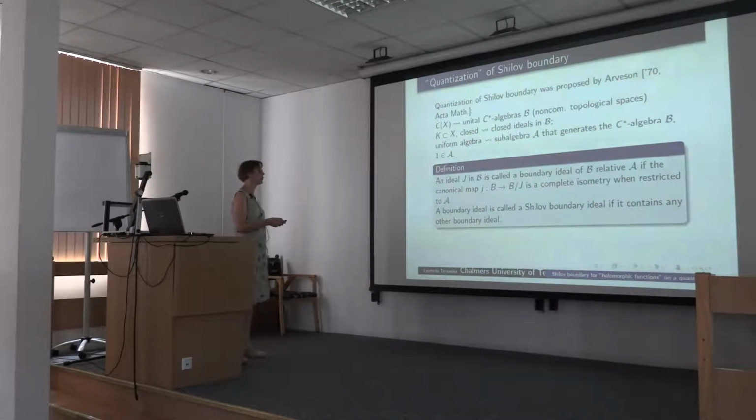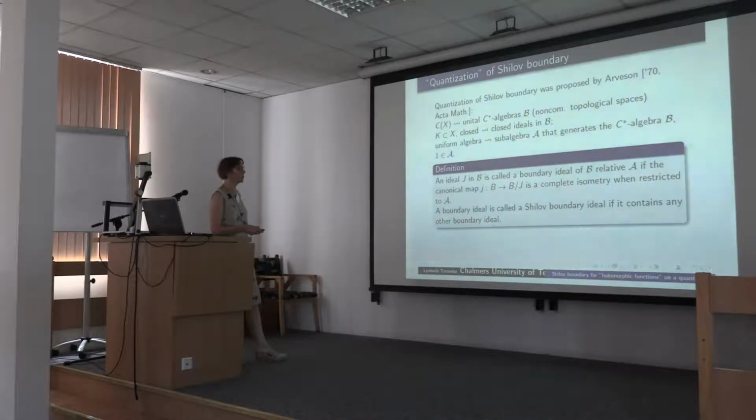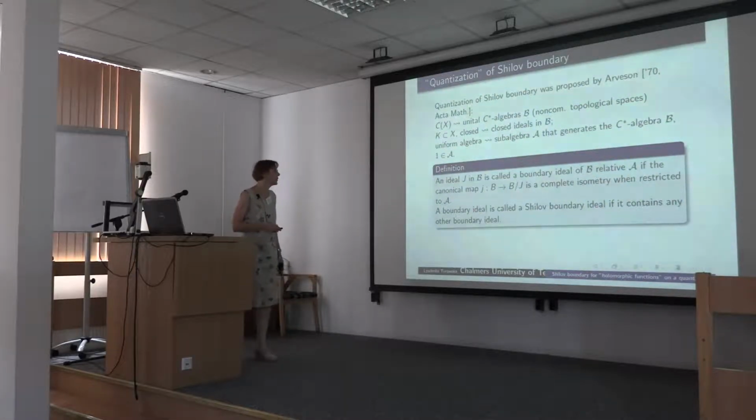Arveson defined the Shilov boundary in the following way. First we define the boundary ideal. We say that a closed ideal J in B is a boundary ideal relative to this algebra A, where A is not closed under the involution, just some subalgebra, if the canonical quotient map from B to the quotient algebra is an isometry, but I add the word complete: a complete isometry when restricted to A.